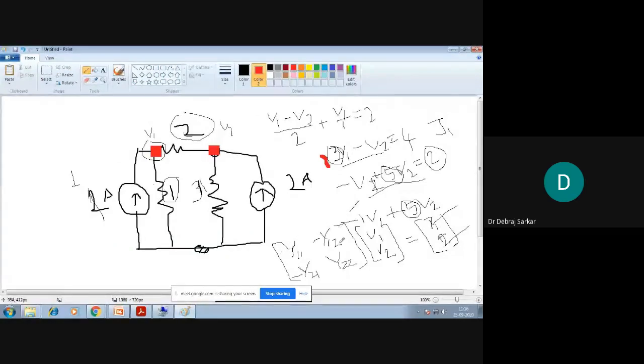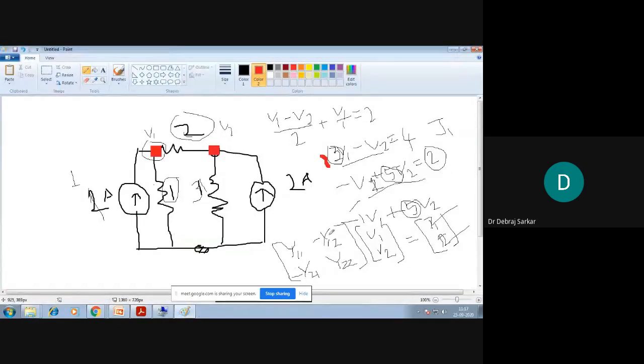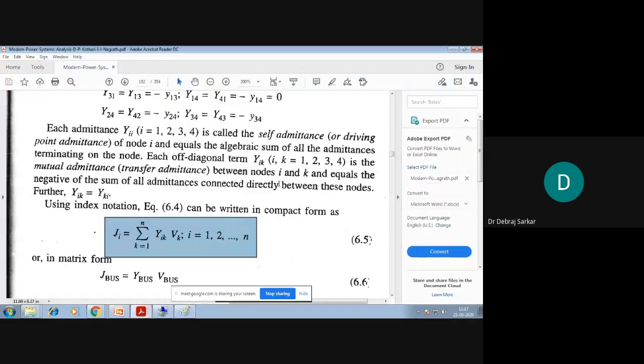Like for this one, this is a 2 cross 2 matrix. So you have this matrix, this matrix, and this matrix. Now you call these the J bus matrix, Y bus matrix, and V bus matrix. So we have the Y bus matrix multiplied by the V bus matrix is equal to the J matrix. It is only a simple circuit.